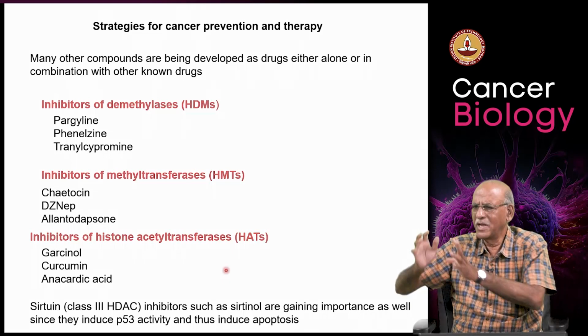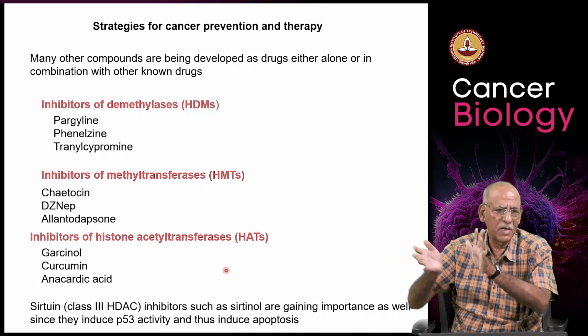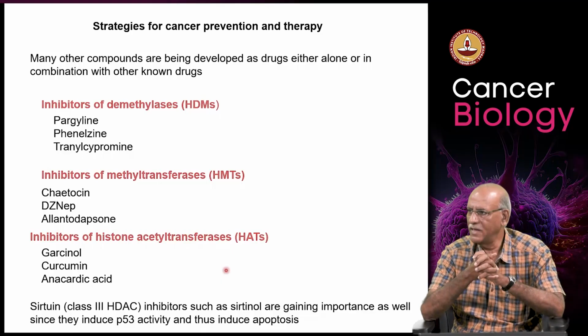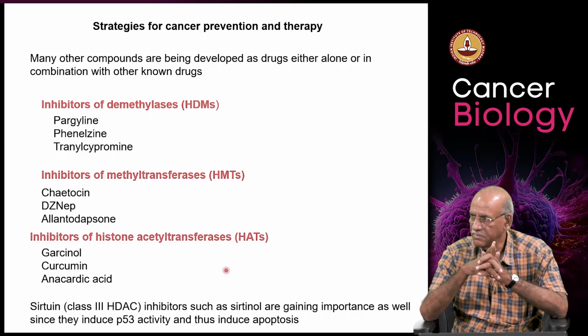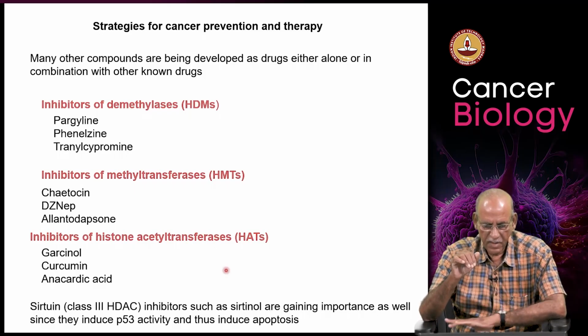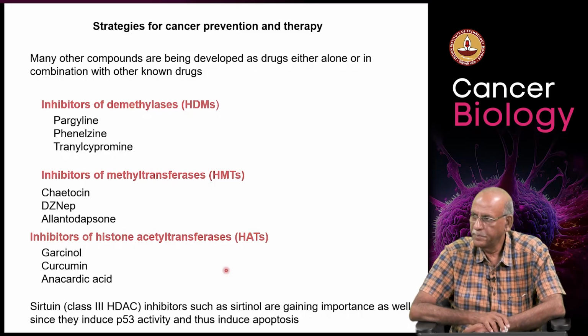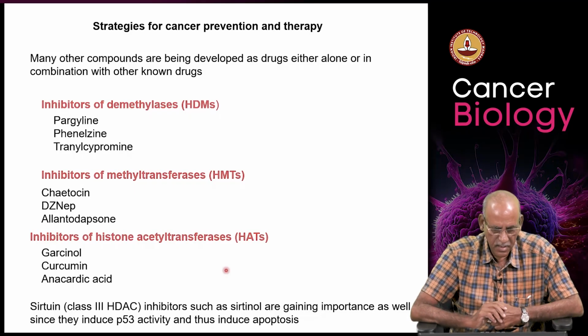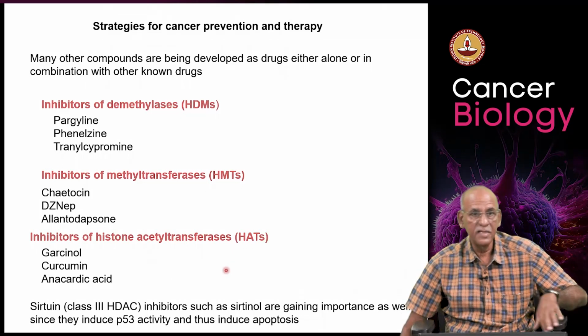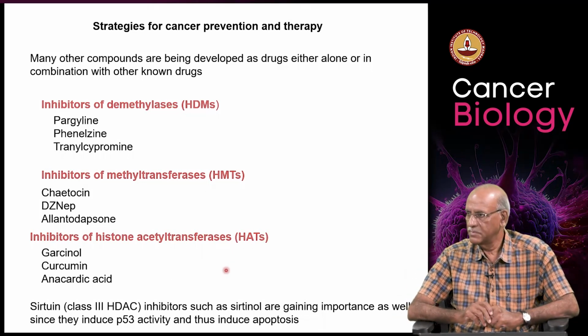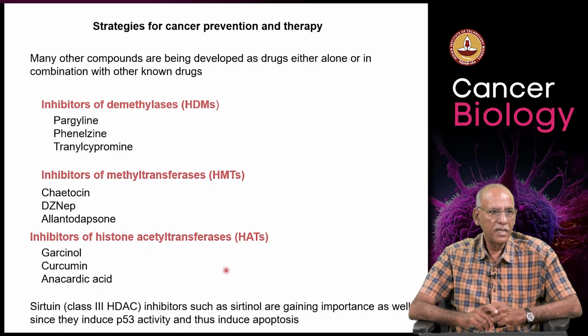HDAC inhibitors, there are so many classes, class 1 HDAC inhibitor, class 2, class 3 and so on. This belongs to class 3 HDAC inhibitor. Sirtuin is a class 3 HDAC. Its inhibitor is called sirtinol. This is gaining importance since they can induce p53 activity, and ultimately that can induce apoptosis. So, it is basically in the context of inducing apoptosis that these compounds are very important.